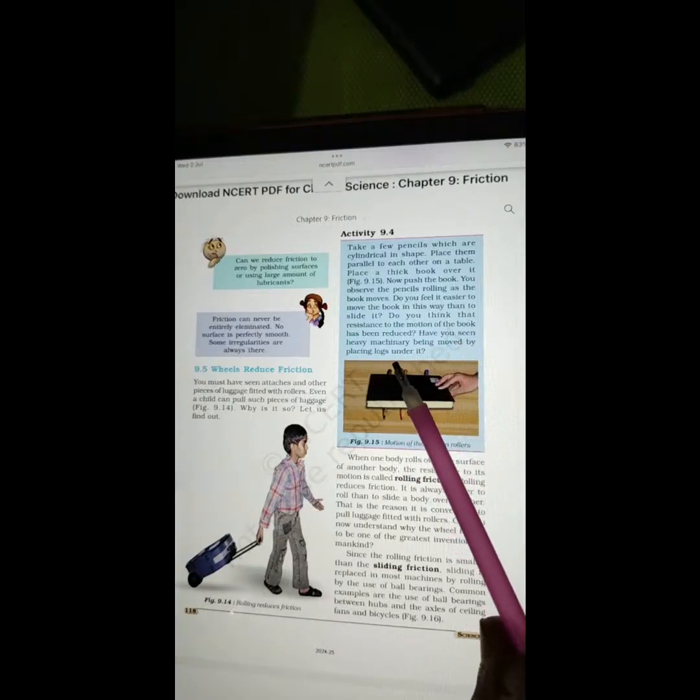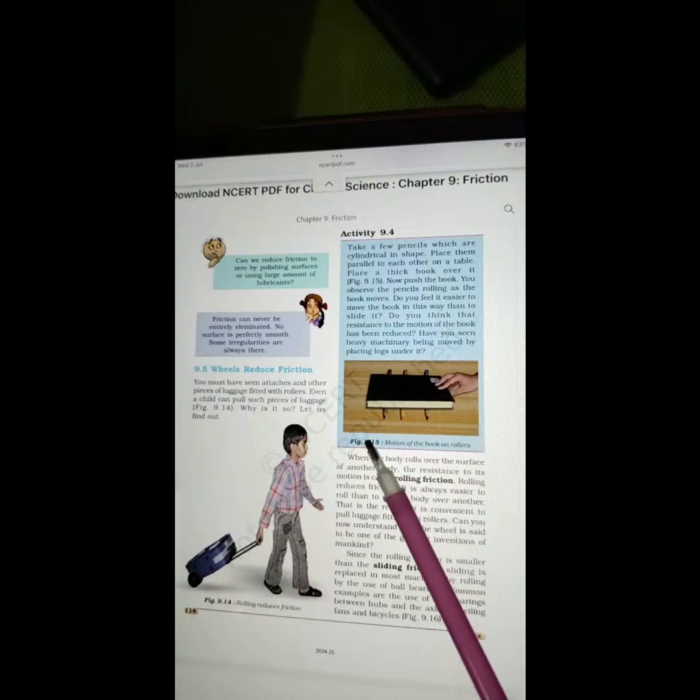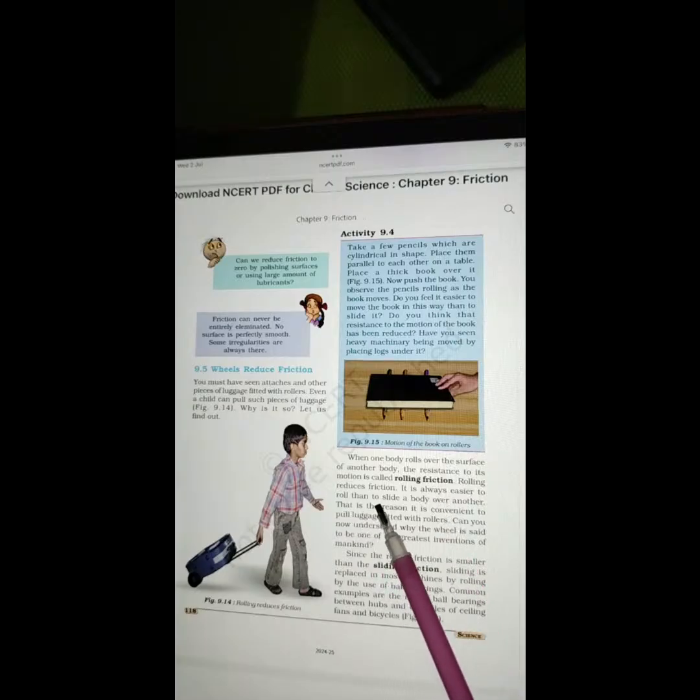Have you seen heavy machinery being moved by placing logs under it? When one body rolls over the surface of another body, the resistance to its motion is called rolling friction. Rolling reduces friction. It is always easier to roll than to slide a body over another. That is the reason it is convenient to pull luggage fitted with rollers. Can you now understand why the wheel is said to be one of the greatest inventions of mankind?